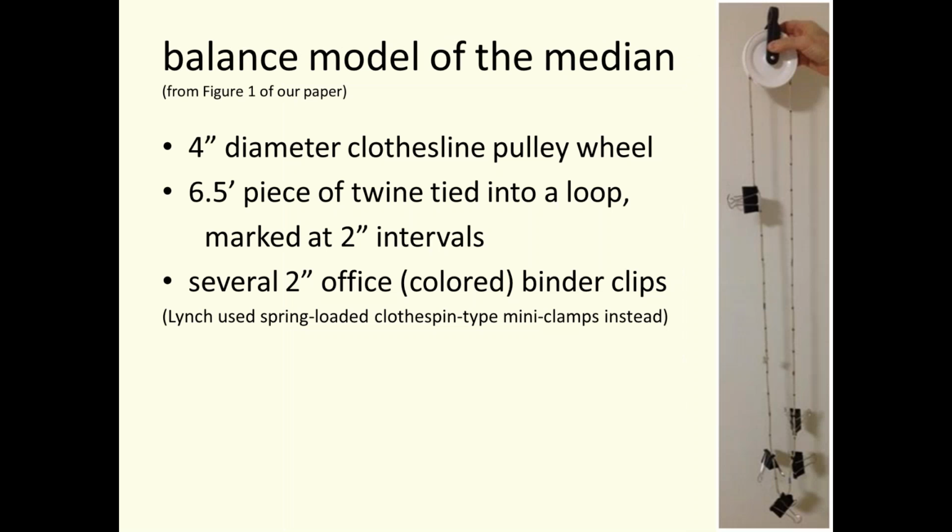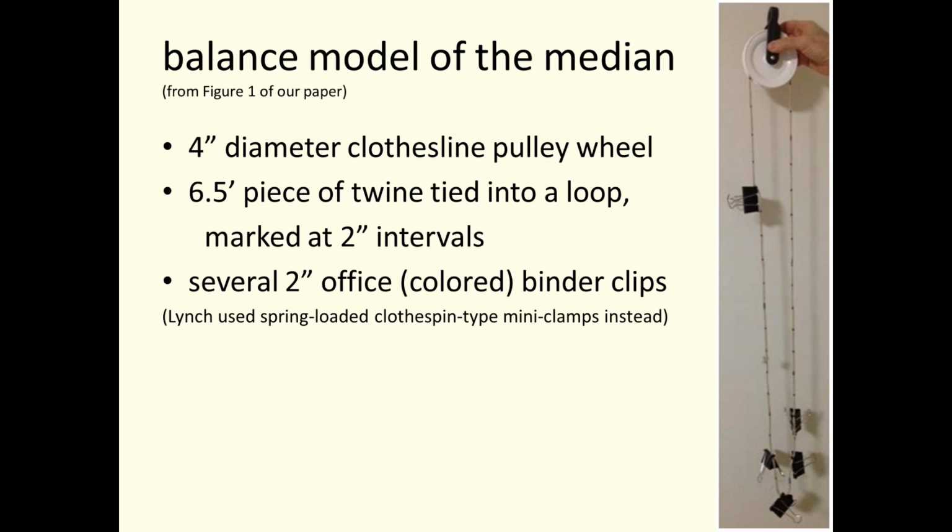So from figure 1 of our JSE paper, this is what the model looks like. This is really a screenshot from a video we made. It involves a 4-inch in diameter clothesline pulley wheel, a 6.5 foot piece of twine tied into a loop marked at 2-inch intervals. You can actually see the markings of the 2-inch intervals, and several 2-inch office binder clips.